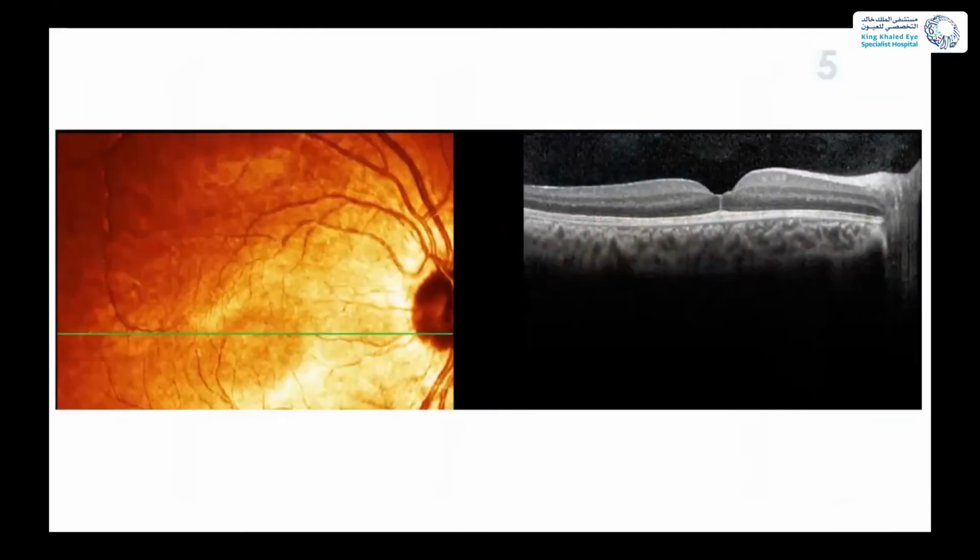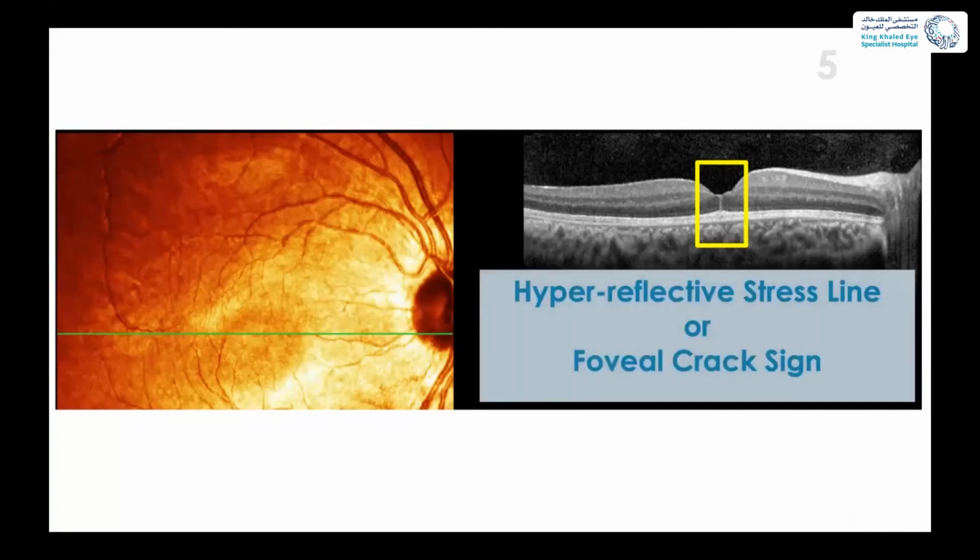And this is the OCT of this patient. You can see here there is a normal macular thickness, normal foveal contour. But if you focus here, there is this vertical hyperreflective line at the foveal area. And this vertical hyperreflective line, we call it hyperreflective stress line, or the other name is the foveal crack sign. And this might indicate a future full thickness macular hole. And we will go through it in the next slides.